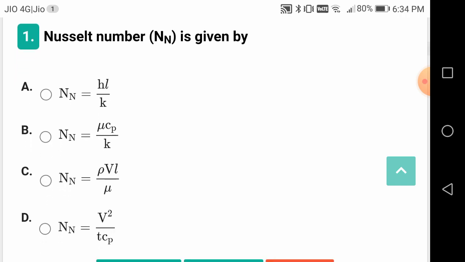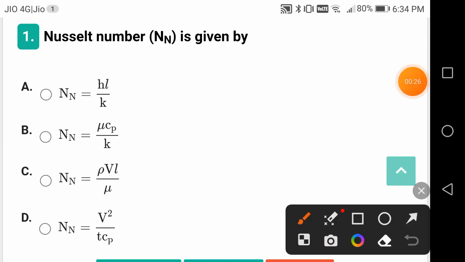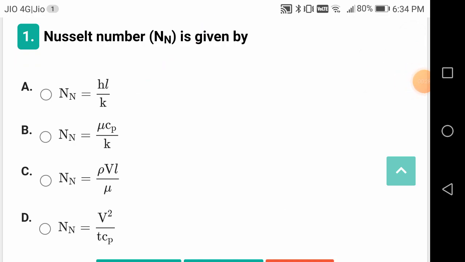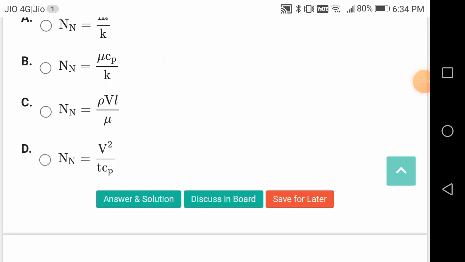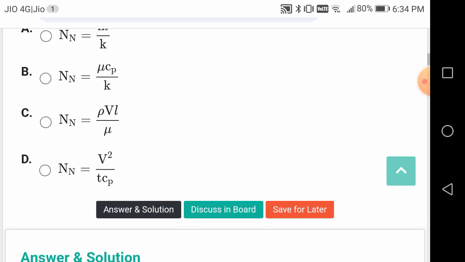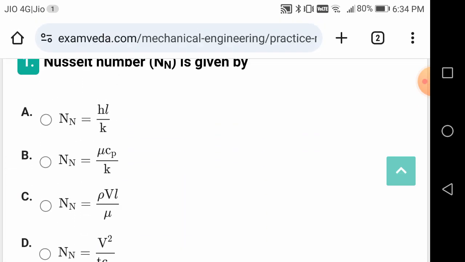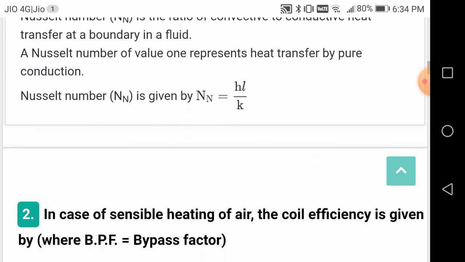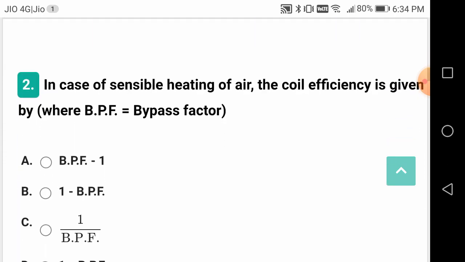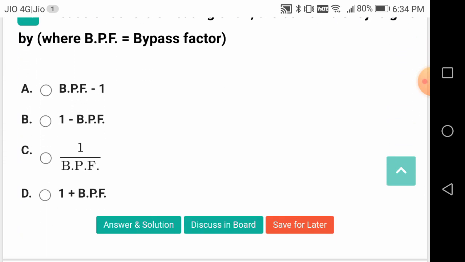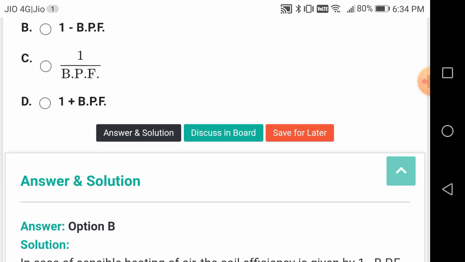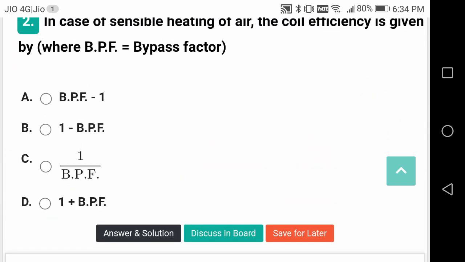Nusselt number is given by, what is this? hL by k. h is the heat transfer coefficient, L is the length of the surface, and k is the thermal conductivity. In case of sensible heating of air, the coil efficiency is given by 1 minus BPF. BPF is the bypass factor.